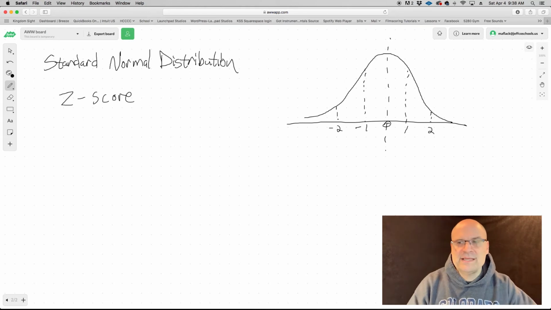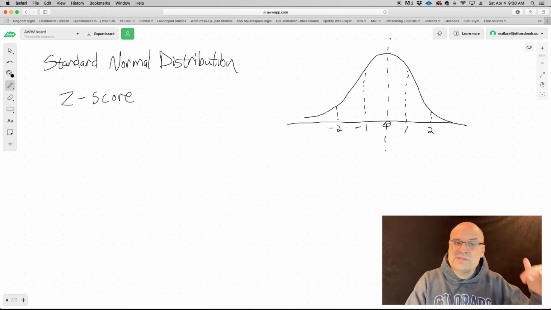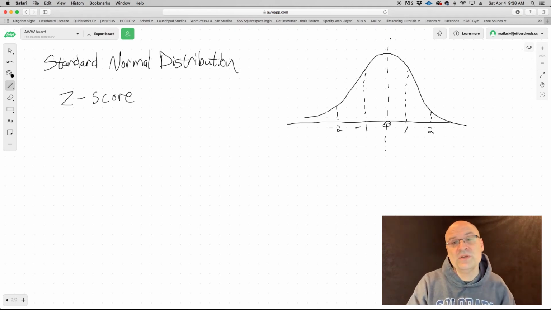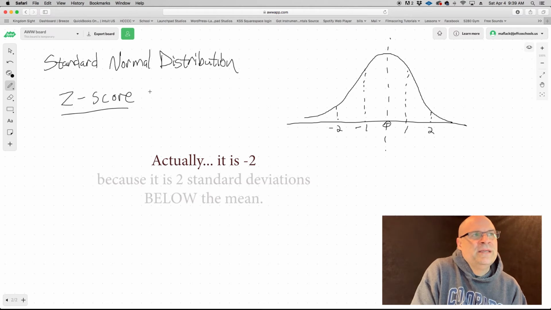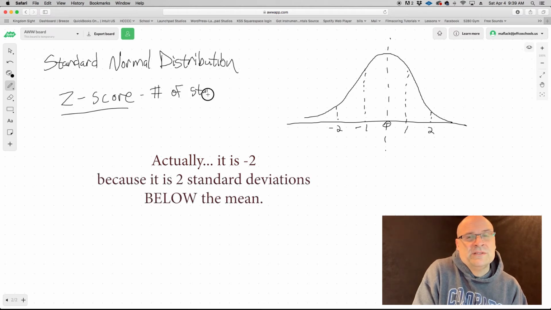So in our last example, if our mean was 75 and our standard deviation is 4, a 67 would be 2 standard deviations away from the mean. So it would have a z-score of 2. So basically your z-score is how many standard deviations away from the mean it is.